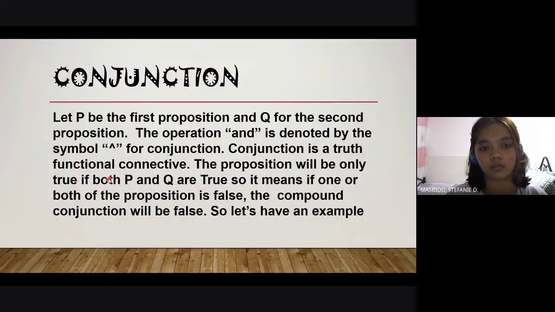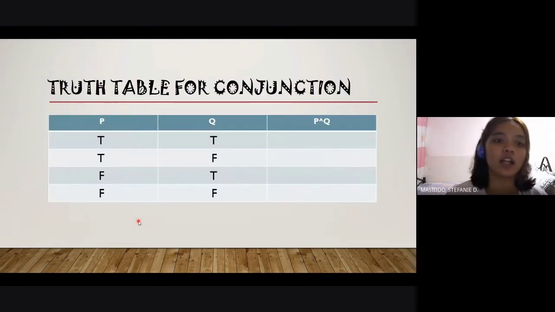Conjunction. Let P be the first proposition and Q the second proposition. The operation AND is denoted by this symbol, the symbol for conjunction. Conjunction is a truth functional connective. The proposition will be true only if both P and Q are true. So if one or both of the propositions is false, then the compound conjunction will be false. Let's take a look at this truth table for conjunction.